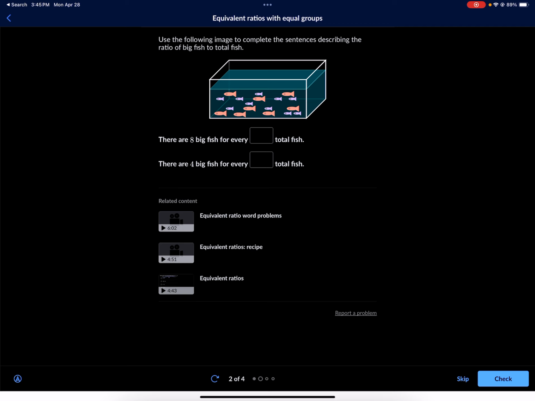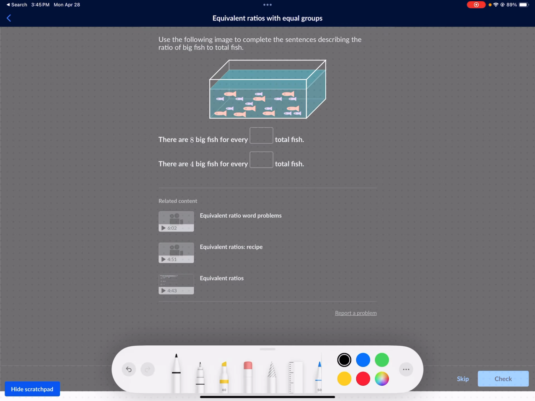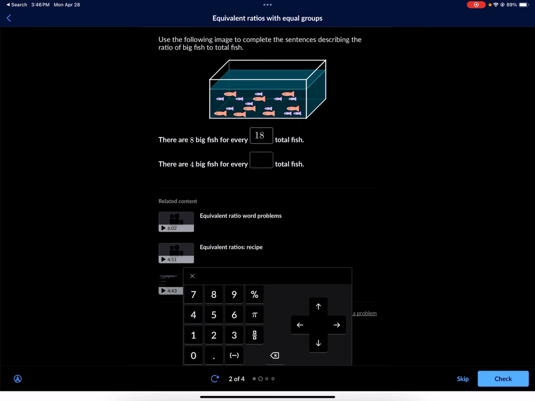Alright, part to whole again. So we have 8 big fish and for every blank total. Now, as we can see, there are 8 already in the diagram. So let's just count the total amount of fish we have here. Well, we know there's 8. And then for little fish, we have 1, 2, 3, 4, 5, 6, 7, 8, 9, 10. So that means we have 10. No, not 10, 18. So 18 is our first answer.